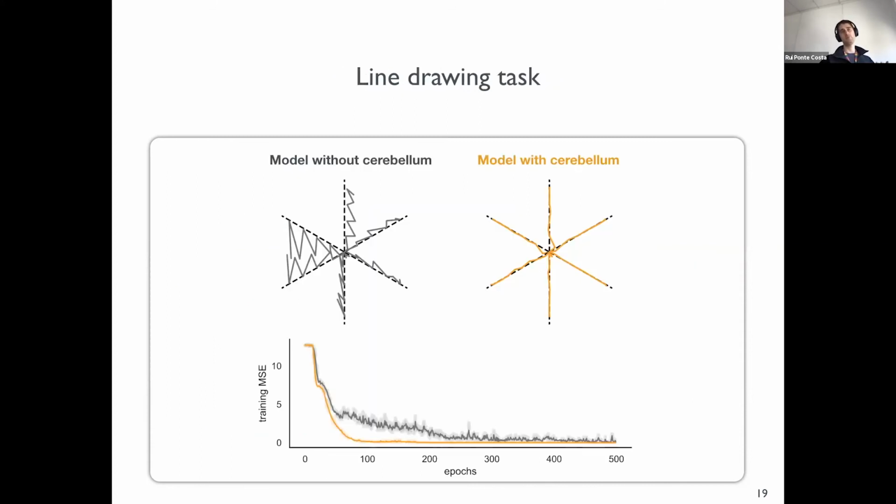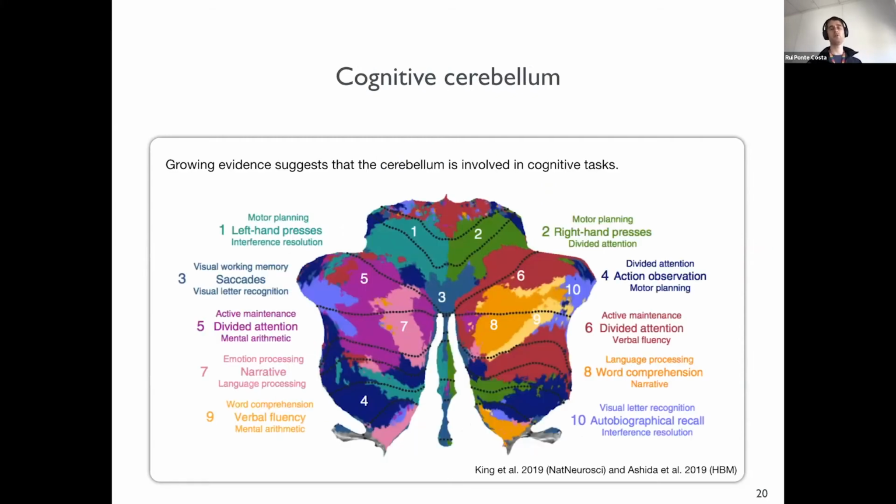So this is promising and suggests that these models might provide a good model for capturing these interactions between cerebellum and the rest of the brain, at least in the motor domain. But then we wondered if we could also apply this same algorithm, same model, to capture some more cognitive aspects. And there is growing evidence in neuroscience to show that cerebellum is indeed involved in many cognitive tasks.